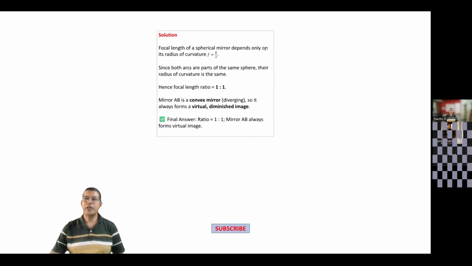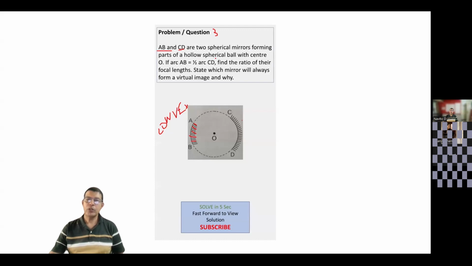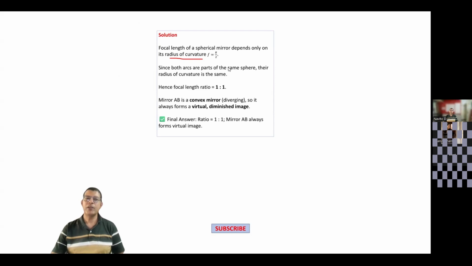Now, focal length of a spherical mirror depends only on the radius of curvature, R by 2. And for both, the radius is the same. This radius from here to here is R, and this is also R. So the focus here or here will be the same. Focal length ratio will be 1:1. Mirror AB is convex, diverging, and the other mirror will be concave.